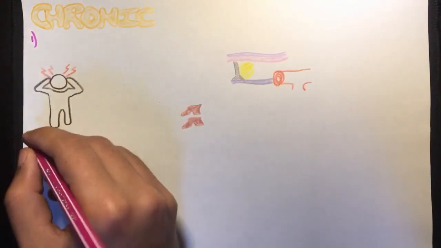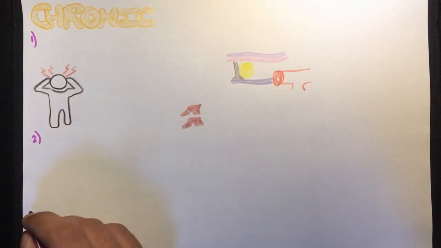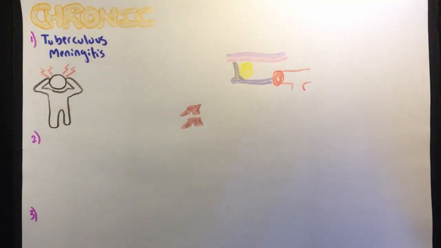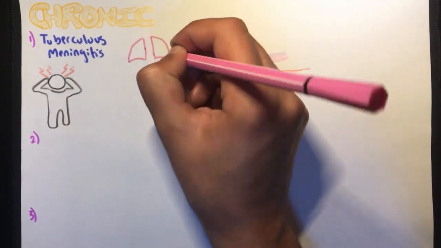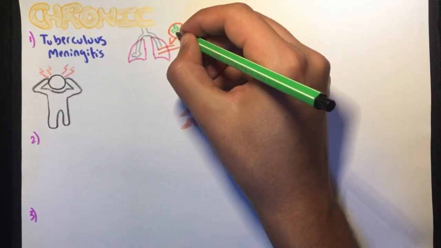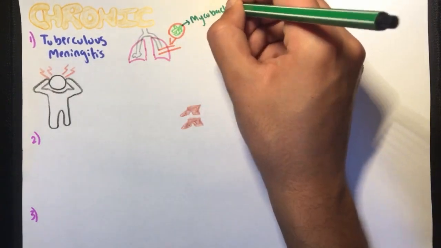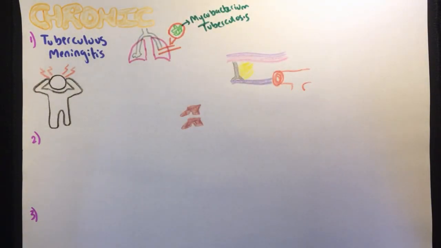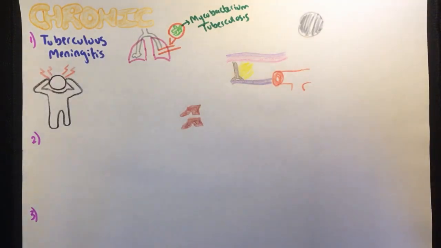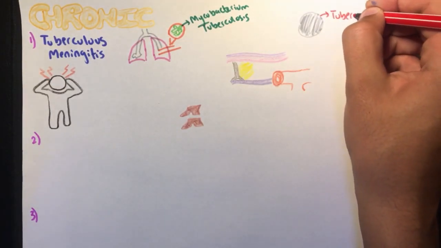The last type of meningitis is chronic meningitis, which can be subdivided into tuberculous meningitis, neurosyphilis, and neuroborreliosis. Tuberculous meningitis is due to Mycobacterium tuberculosis, which reaches the cerebrospinal fluid by hematogenous spread from the lung to pulmonary capillaries. This may lead to a well-circumscribed intraparenchymal mass called tuberculoma.